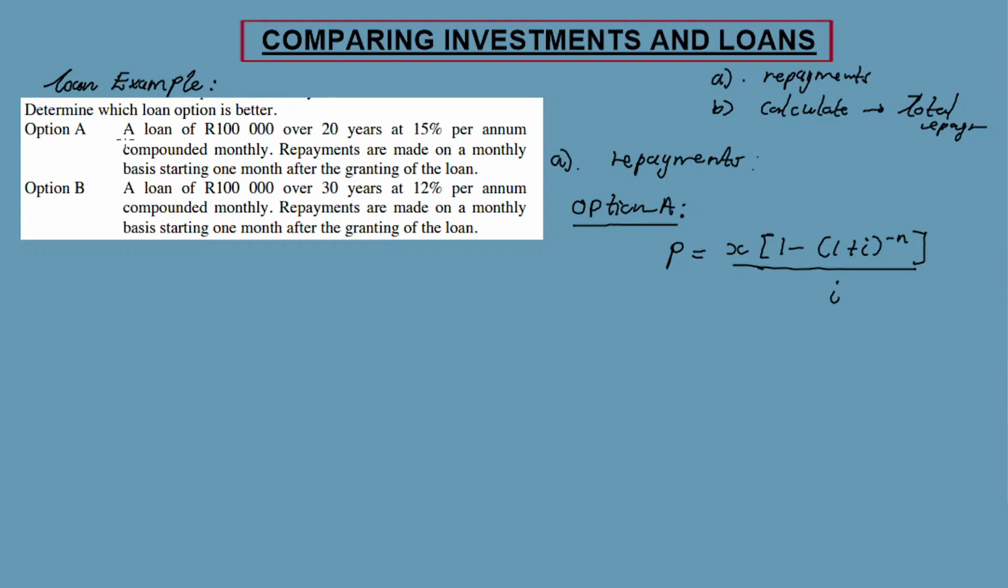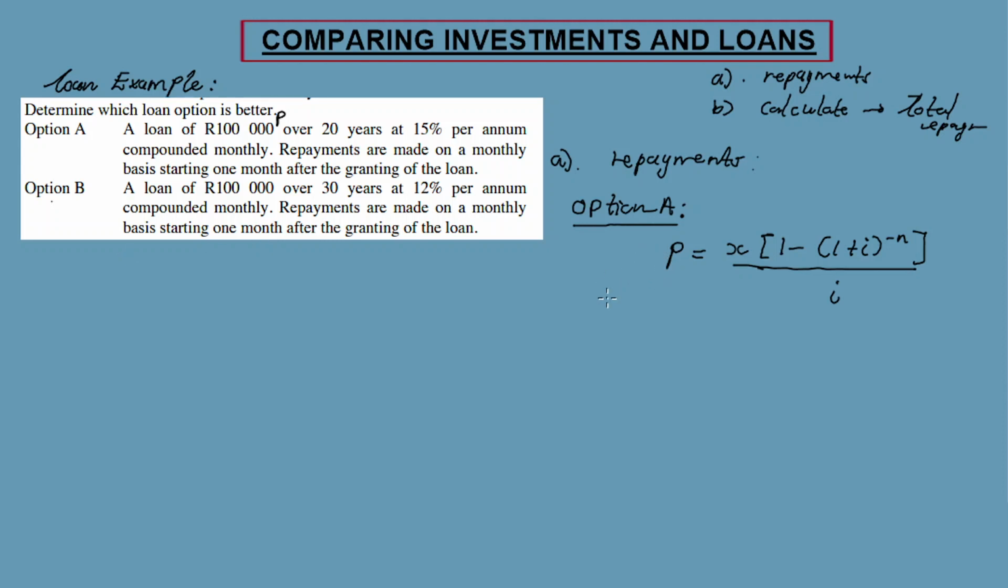Option A is a loan of 100,000. This is the value for P. Over 20 years at 15% per annum compounded monthly. But the repayments are made on a monthly basis starting 1 month after the granting of the loan. After 1 month of granting of the loan. Right? And then option B, the same 100,000 but over 30 years at 12% per annum compounded monthly. Repayments are made on a monthly basis starting 1 month after the granting of the loan.